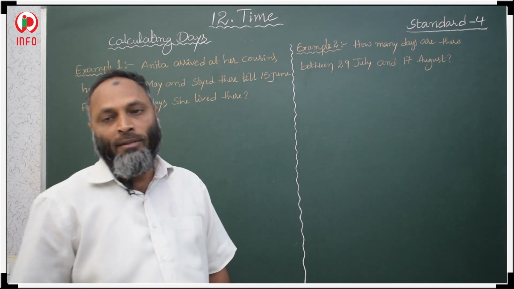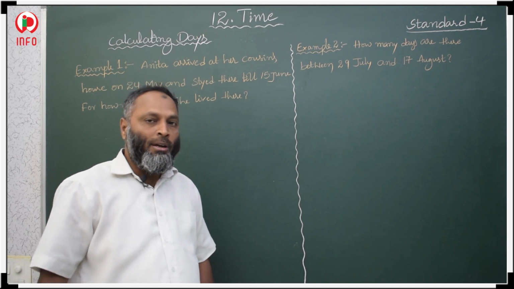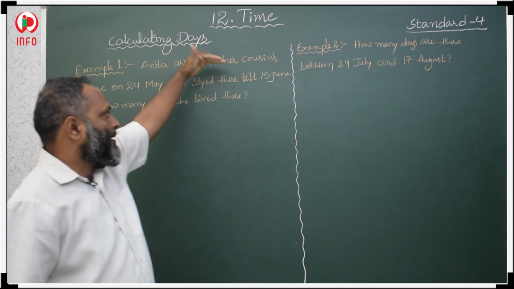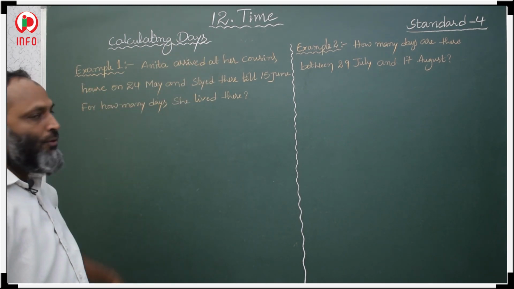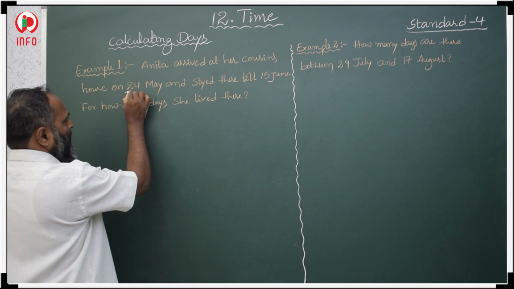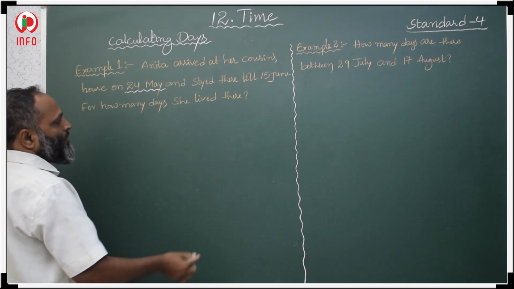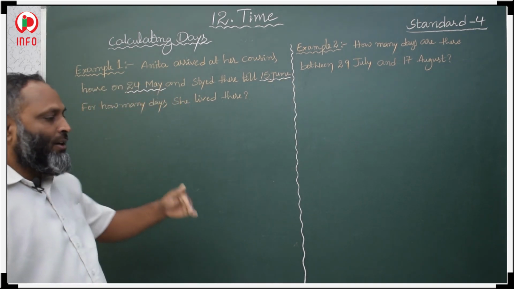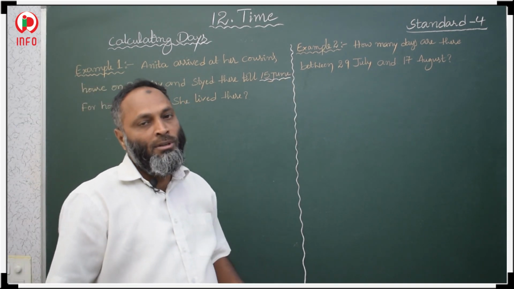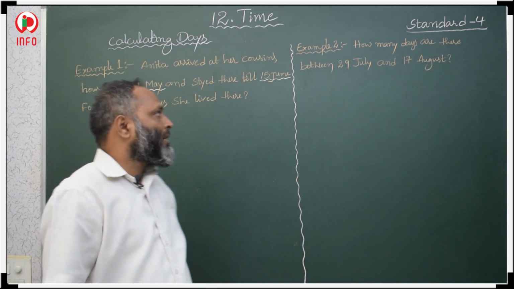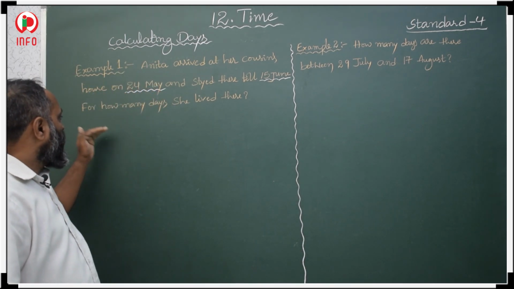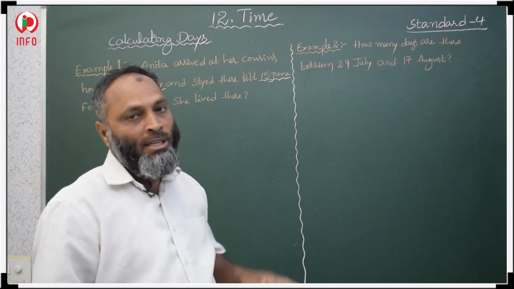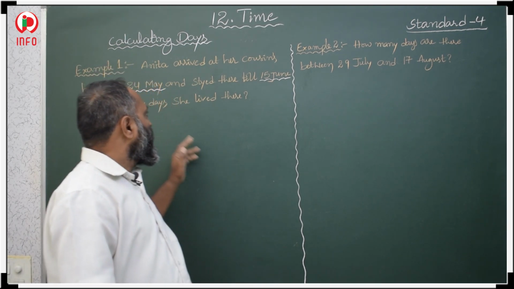Number of days. How to calculate number of days? See here, in the first question, Anita arrived at her cousin's house on 24th May. So on 24th May she arrived and stayed there till 15th June. From 24th May to 15th June she stayed at her cousin's house. For how many days she lived there, means how many days she stayed there.